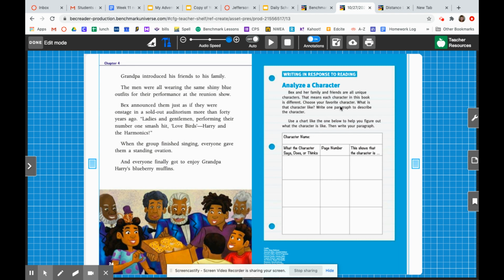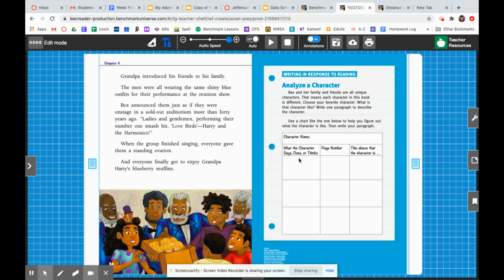Okay, right here, this supports your assignment. Bex and her family and friends are all unique characters. That means that each character in this book is different. So choose your favorite character and what the character is like, and write a paragraph to describe the character.